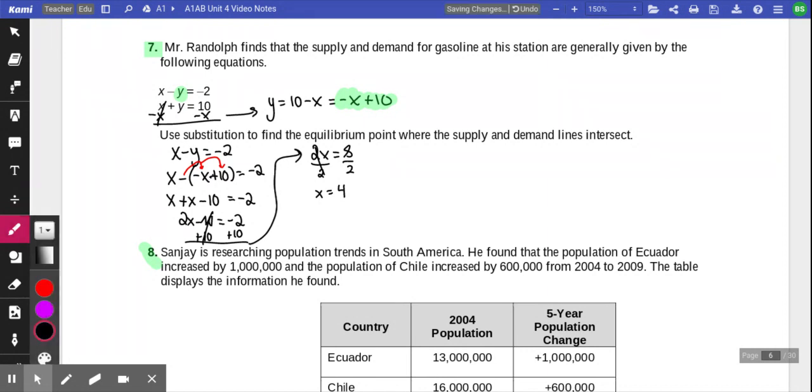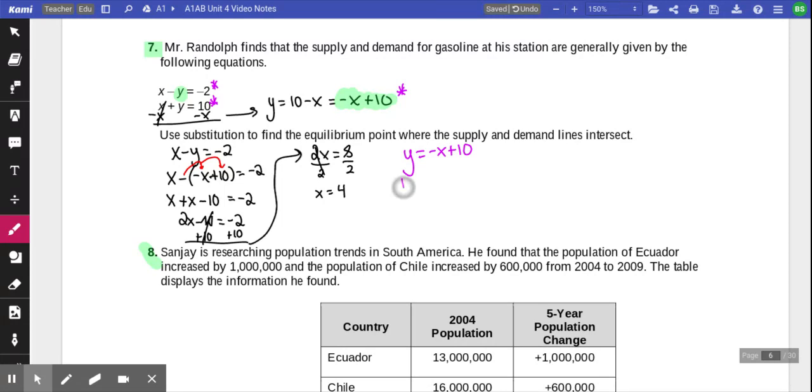Great. One step away, once again, we're going to plug that value that we found into either of the originals, or in this case, you could also plug it into this one that we found over here, right? Because that's just an equivalent way of writing the second. I'm going to use the second one because it's solved for y itself. So y is equal to negative x plus 10, or y is equal to negative 4 plus 10. Y is equal to 6. So the supply and demand lines would intersect at 4, 6. It doesn't really give us what x and y are actually representing, so we don't really need to worry about units.